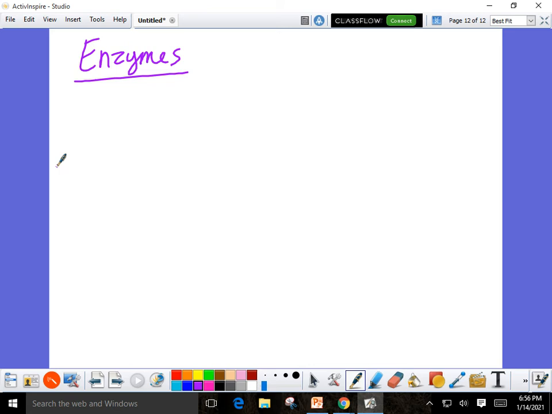Now, enzymes, when you see their name, they will always end in ASE. So lactose is a sugar. Lactase is the enzyme that breaks down the lactose sugar. They are named based on what they break down for the most part. Enzymes we define as biological catalysts, and their job is to lower what we call the activation energy needed for a reaction to take place.